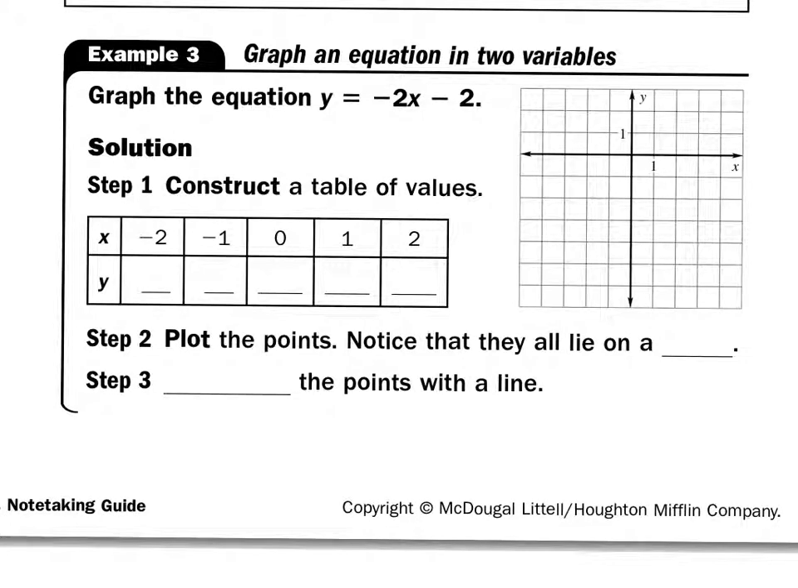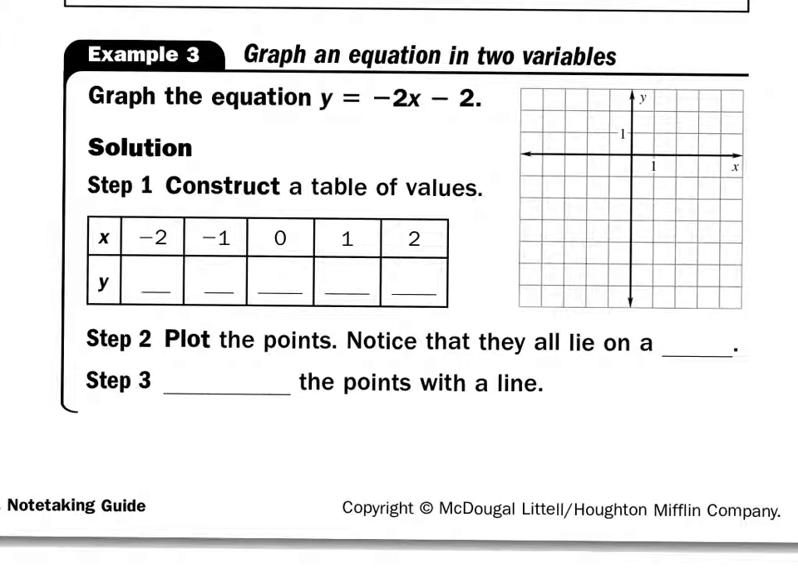So example 3, graph this. Step 1, construct a table of values. Now, why did they choose these values for x? They just happen to be easy values to choose from. You would get the same answer if you chose 100 and then a half and 3/16 or whatever for x. They're just not very easy mathematically to put back into the equation. So pick easy x's for you to get y's out.